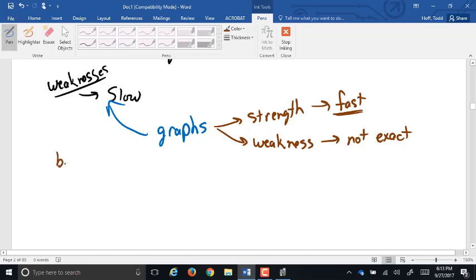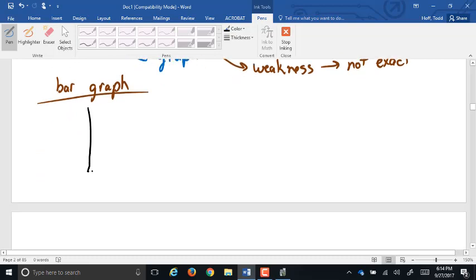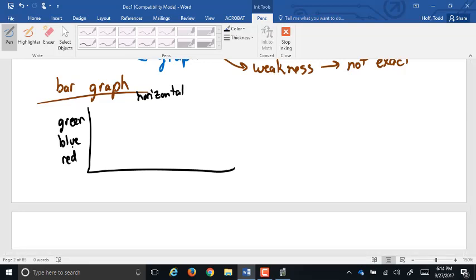One type of graph I could do with categorical data is called a bar graph. A bar graph can be either vertical or horizontal. Horizontal bar graph. Bars run horizontally, so that means my categories are on the side. Doesn't matter what order I put those colors over there. Is there any logical order that I should put them in, or two that belong next to each other? Not really, is there?